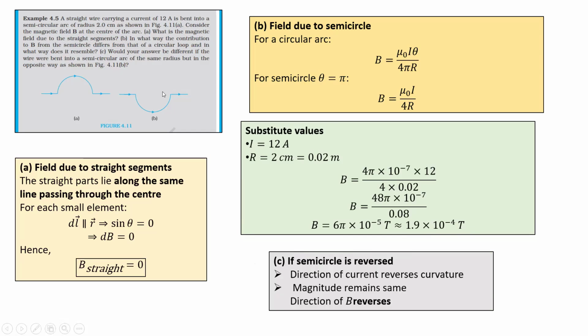Is there any change in the magnetic field? In this case, same semicircular loop, but kept in this way. In the magnitude, there is no change, because see the formula, it is mu 0 I by 4R. Everything remains the same. Magnitude remains the same, but direction reverses. The direction of the magnetic field is opposite to that of the first.